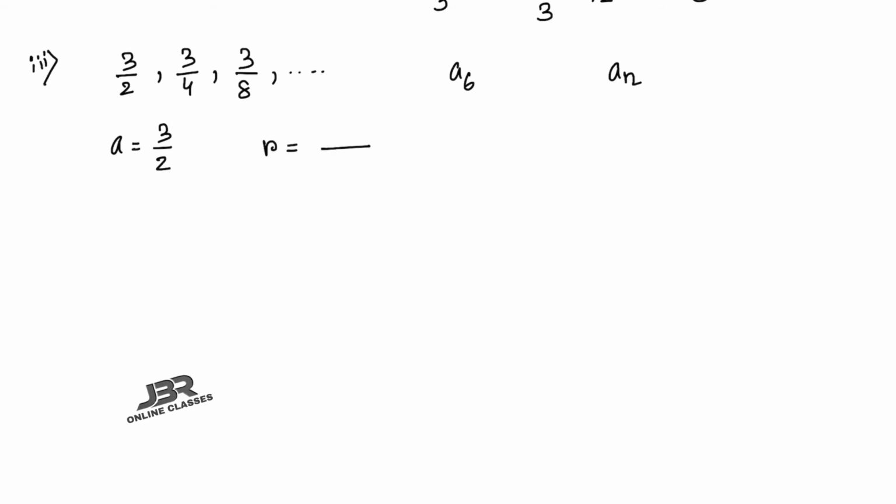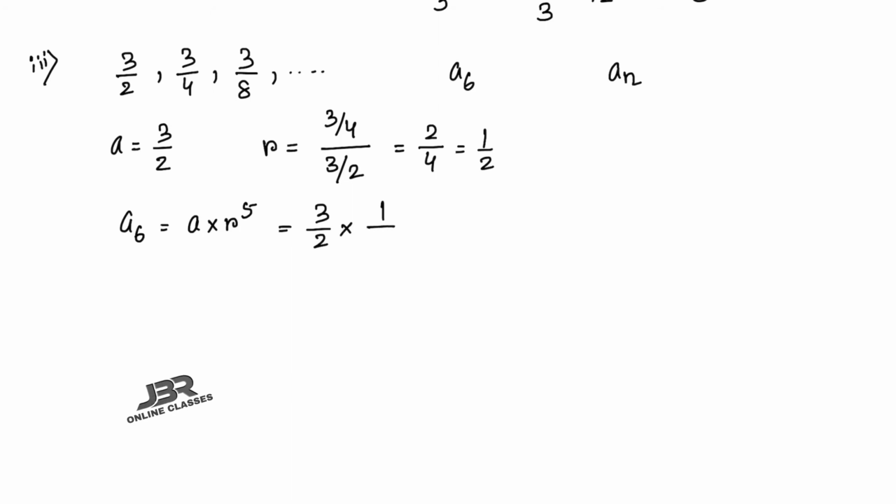Okay. So in that case, a equals 3/2 and r equals (3/4) divided by (3/2). The 3 cancels out, so here 2/4, which equals half. So a equals 3/2 and r equals 1/2. You have to find a6, that means a times r to the power 5. a means 3/2, and r to the power 5 means (1/2) to the power 5.